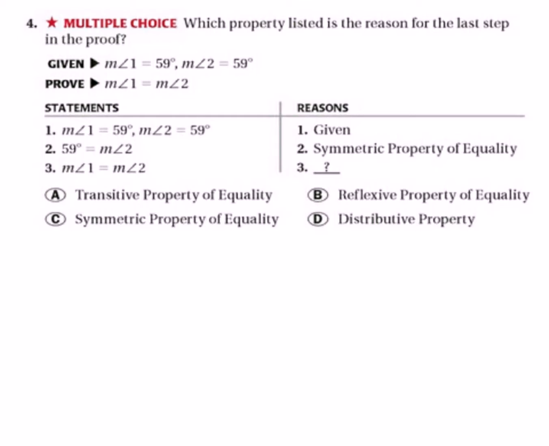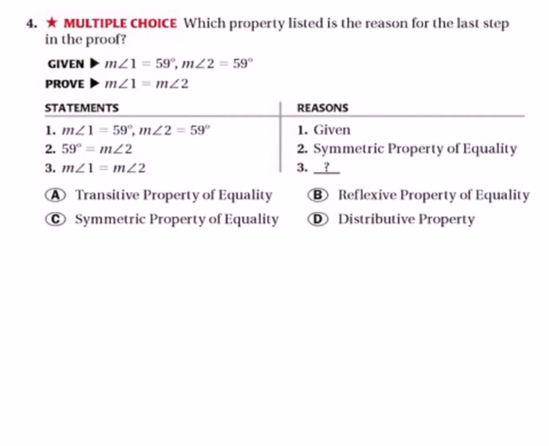It did an interchange. On the last step, we're trying to figure out what is the reason. Now, we can look at this. It says the measure of angle 1 is equal to the measure of angle 2. So if I go down my list, off the top, we know it's not distributive property because we know the definition of distributive property. So it doesn't look like distributive property in any kind of way.